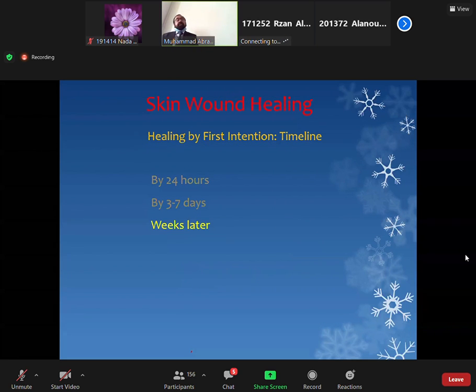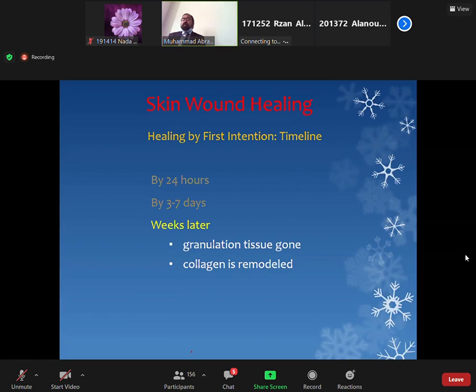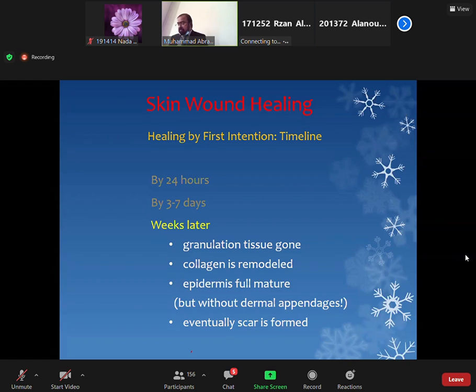What happened a week later? Granulation tissue is gone now. Now the collagen type 3 will become collagen type 1. Collagen is remodeled, right? And then the epidermis is fully mature now. The cells which are coming from both sides slowly and gradually come there, combine together, and then go up and line up like this, and the whole skin area will be formed. But the important thing here is there will be no skin appendages.